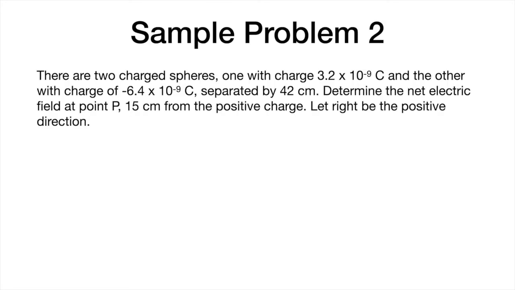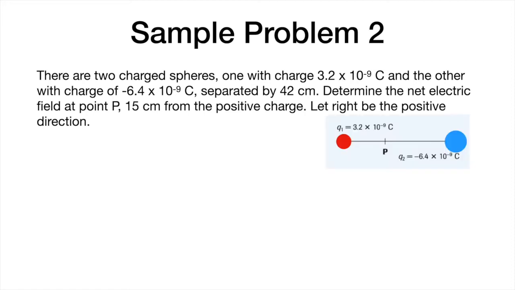Okay, so here's another problem. Let's say that I have two charged spheres, and the first one has a charge of 3.2 times 10 to the negative 9 coulombs, and the other one has a charge of negative 6.4 times 10 to the negative 9 coulombs. The two charges are separated by 42 centimeters. I want to calculate the net electric field at a point P, 15 centimeters from the positive charge. So this is the setup here.